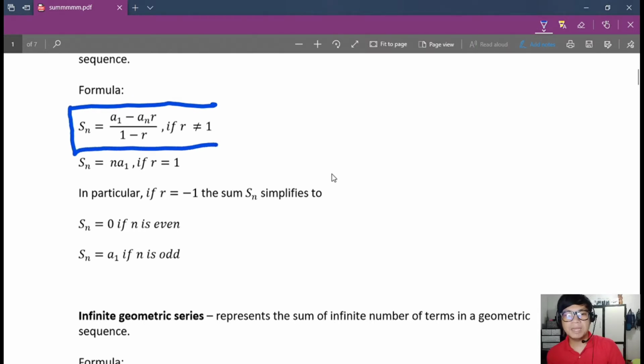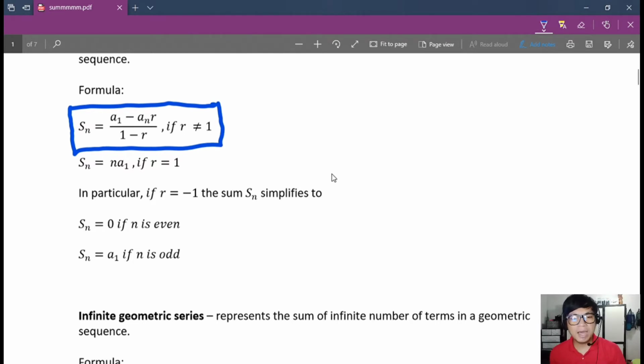You have to familiarize yourself with this formula. S sub n is equal to A sub 1 minus A sub n times R all over 1 minus R. We're going to use this one if the common ratio is not equal to 1. So, ano ba yung mga numbers na not equal to 1? 2, 3, negative 4, negative 8. Basta hindi siya equal to 1.